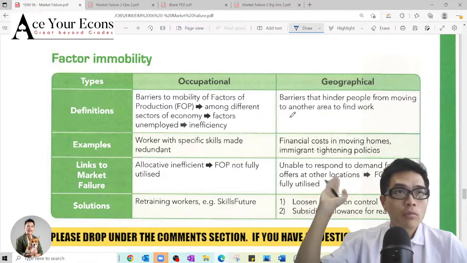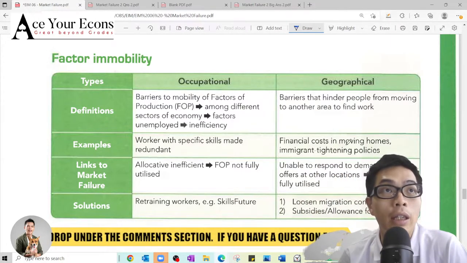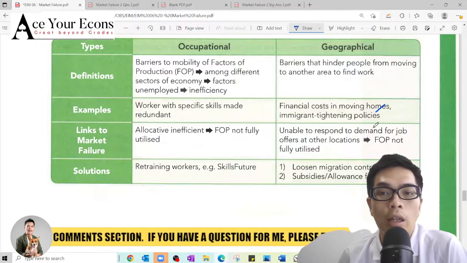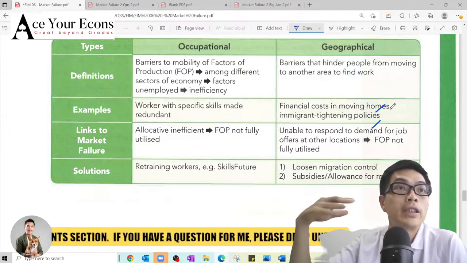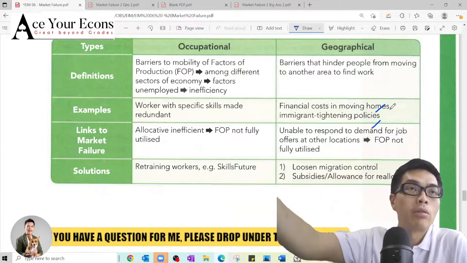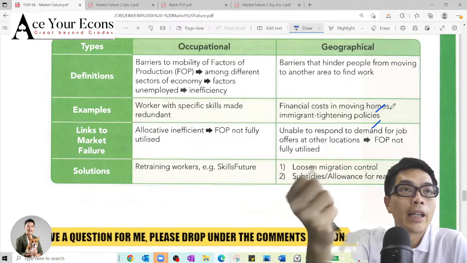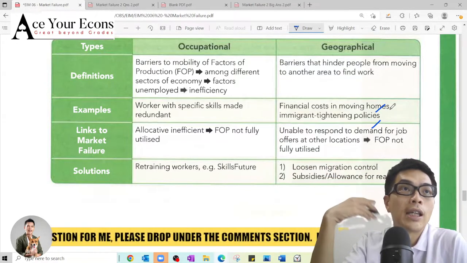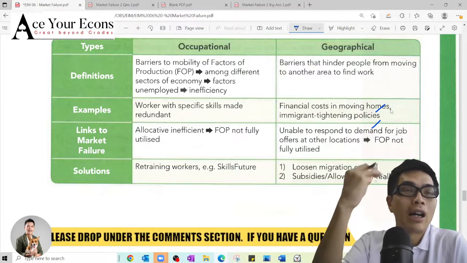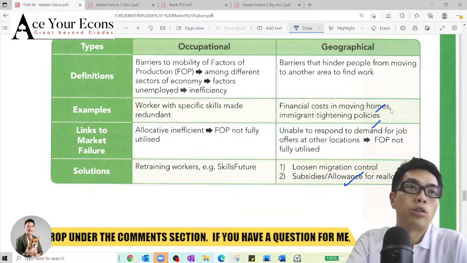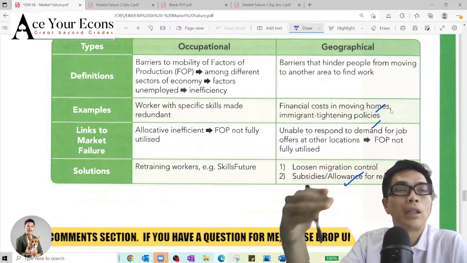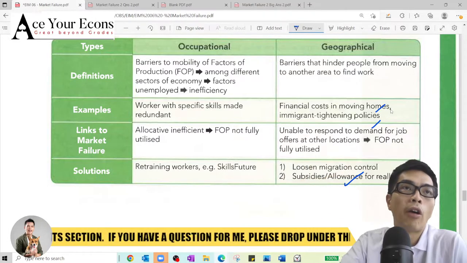Some of the examples that I've used here, make sure you can illustrate them. Some of the examples are financial costs in moving home, immigrant tightening policies. So how do we reverse them? Some of the expats, for instance, or some of the considerations when you relocate to another country, despite a job opportunity there is high cost of living, right? So some of the policies to promote a relocation would be subsidies and allowance for relocation. I give you a housing allowance. I give you school allowance for your children. You can bring your child along. In that case, this is more likely to motivate the particular factor or the worker, the so-called foreign talent, to relocate.